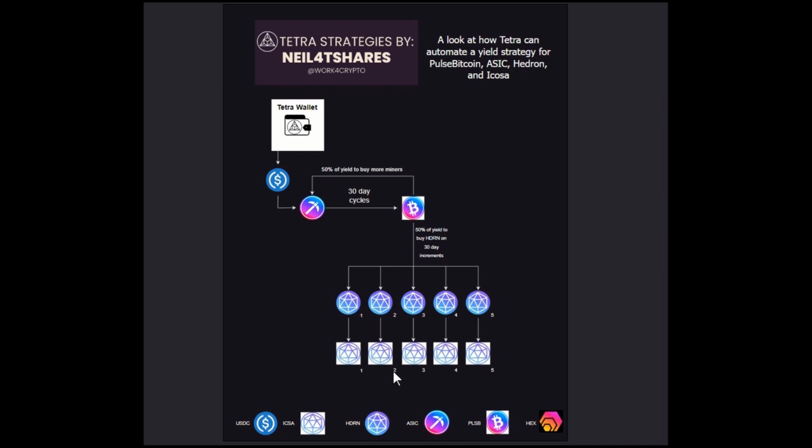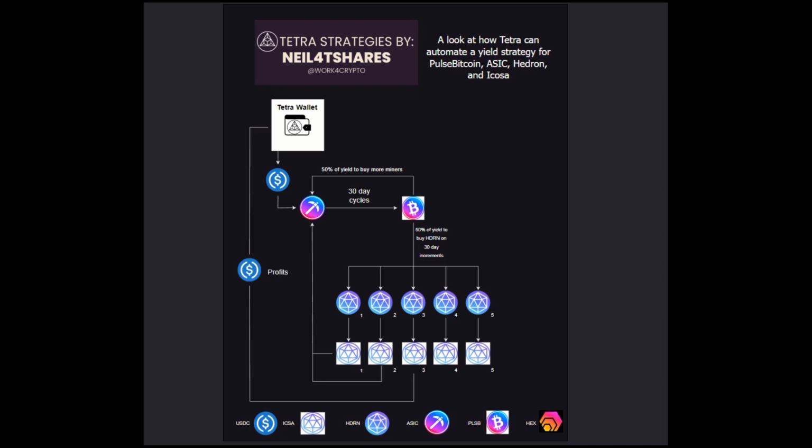Now, the Icosa, what to do with it? In Hedron's contract, you could restake it itself and yield more Icosa and Hedron. I want you to do something different. What we're going to do here is, I'm going to decide to take my first 2 months of yield and redeploy it to buy miners, thus boosting my supply of Pulse Bitcoin, and thus allowing me to have more and more Hedron to purchase later on.